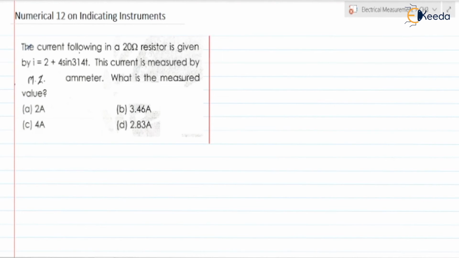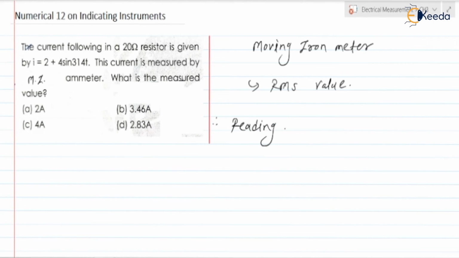Let us read the numerical. The current flowing in a 20 ohm resistor is given by I is equal to 2 plus 4 into sine of 314t. This current is measured by a moving iron ammeter. What is the measured value? So now here we are having a moving iron, that is MI, ammeter. As we know, the MI instrument always measures the RMS value. So now the reading of the MI meter or ammeter is equal to what?